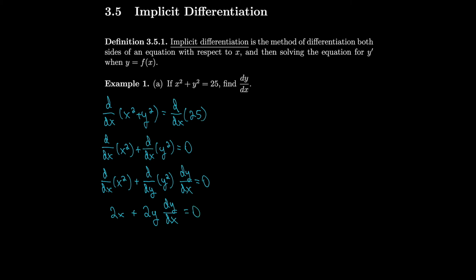So then we can move the 2x to the other side by subtracting. We get 2y dy dx is equal to minus 2x. So that means that dy dx can be solved for by dividing both sides by 2y. So the 2 divided by 2 cancels, and you get negative x over y for the derivative. So it's not as straightforward. You have to actually solve for what your derivative would be instead of just differentiating and ending up with it.